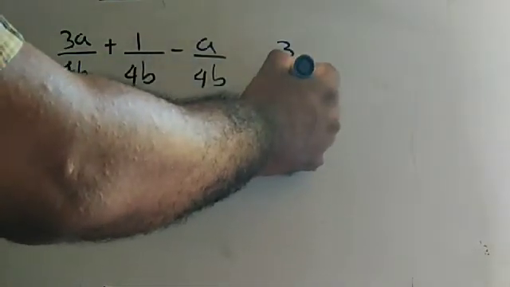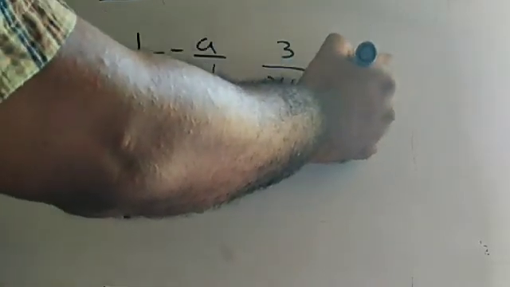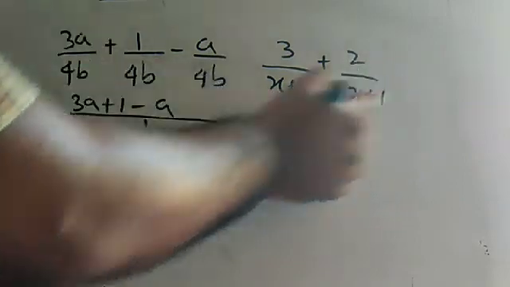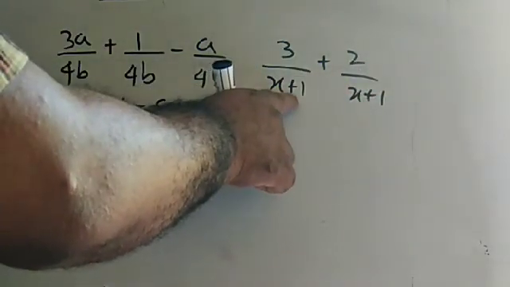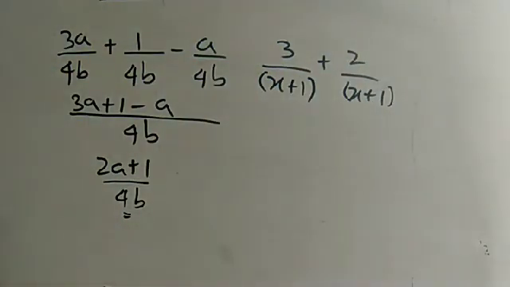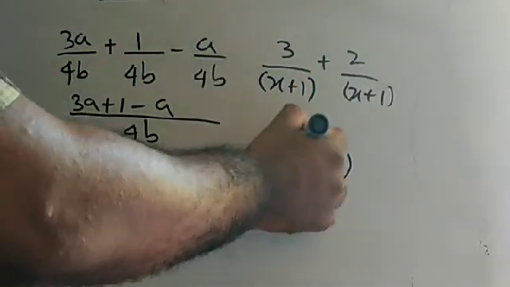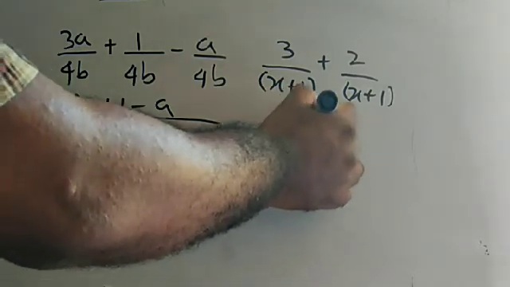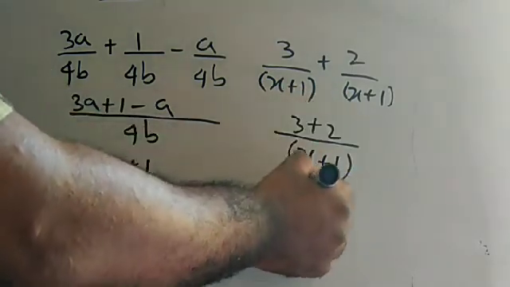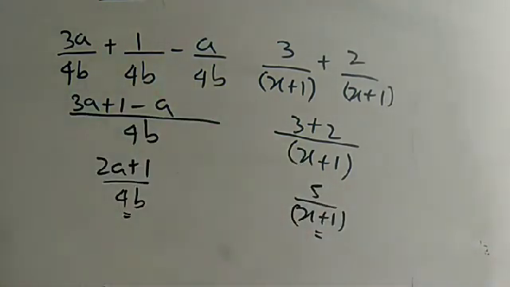3 upon x plus 1 plus 2 upon x plus 1. What can you see? Here this is an algebraic expression, equal algebraic expression, no? Then x plus 1 is common. Then add numerators, 3 plus 2, 5. 5 upon x plus 1. This is the final answer.